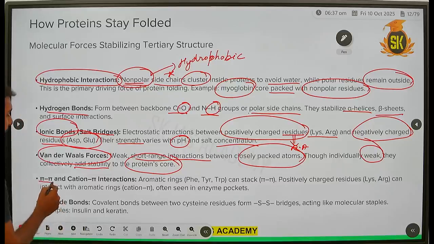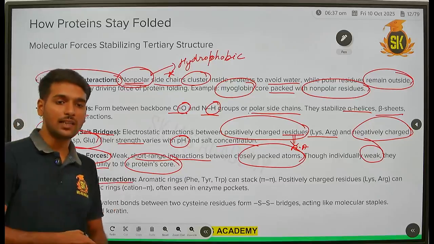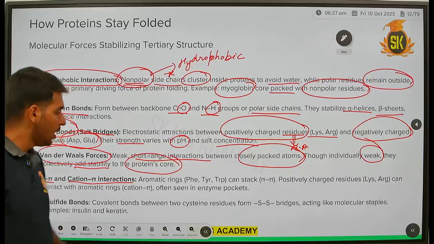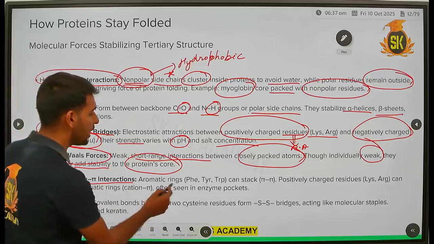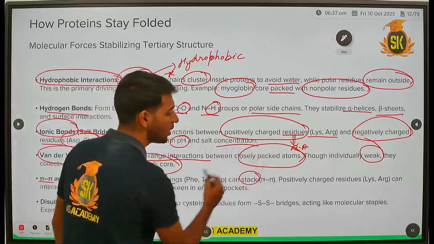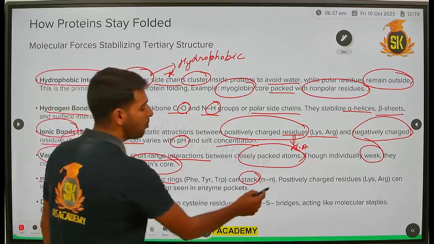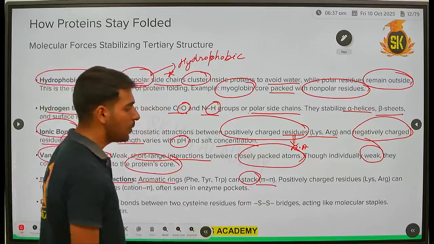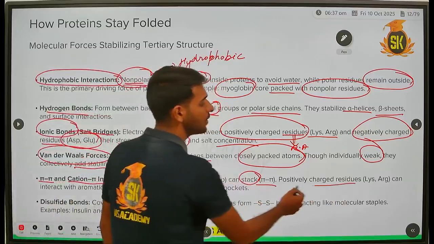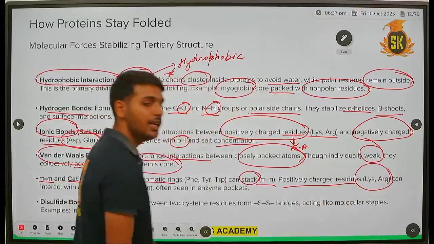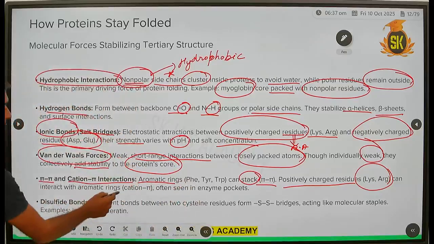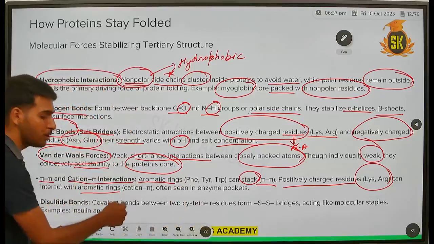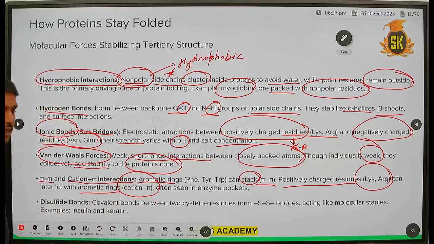Now, pi and cation pi interactions. We discussed aromatic amino acids like, right? Phenylalanine, tyrosine, tryptophan. Such aromatic rings stack above one another. This is known as your pi interaction. What happens? Positively charged amino acids like lysine and arginine, they interact with such aromatic rings. So altogether it is known as a cation pi interaction.